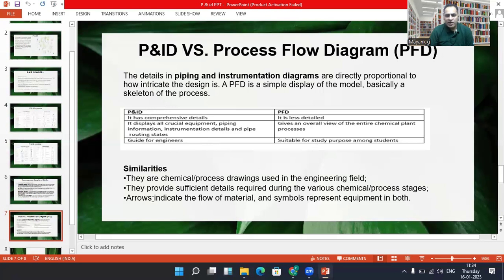But there are some similarities also. They are both used in chemical plants, and they are chemical and process drawings used in any engineering field. They provide sufficient details required during the various chemical and process stages, and both provide indication of the flow of the material. And the symbols represent the equipment in both of them. So basically, these are some of the similarities between the PNID and process flow diagram.